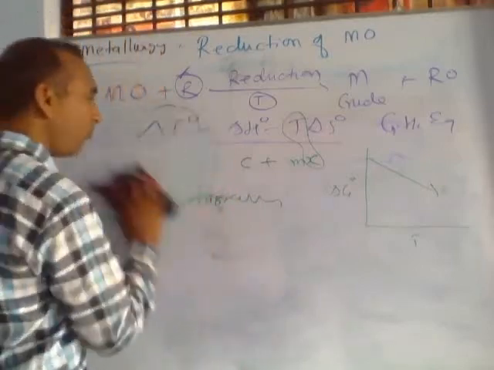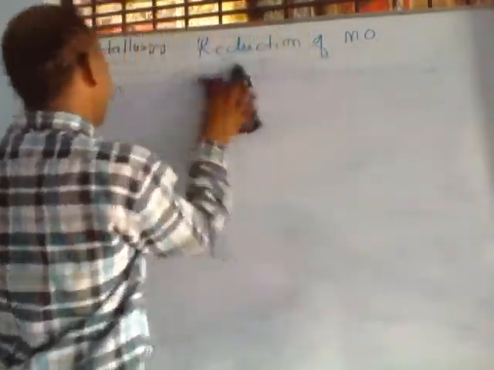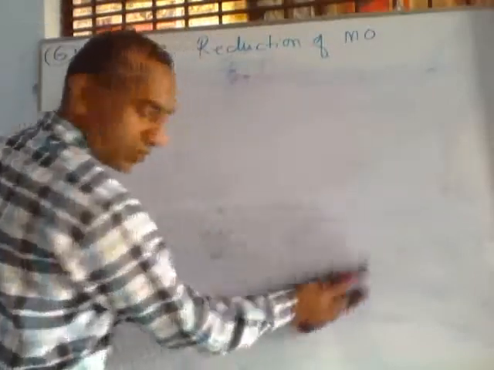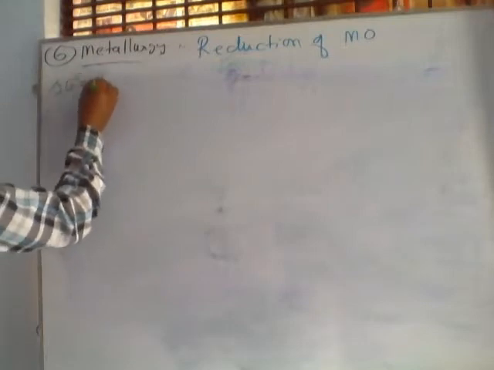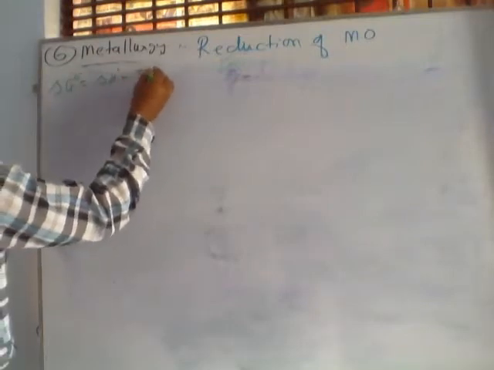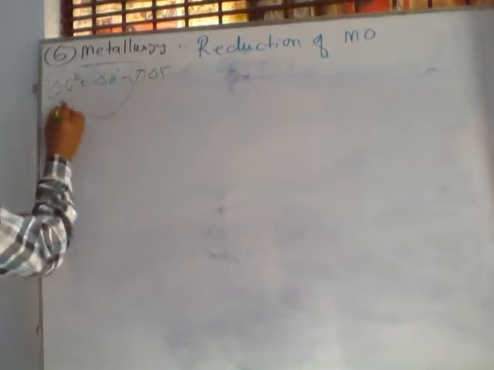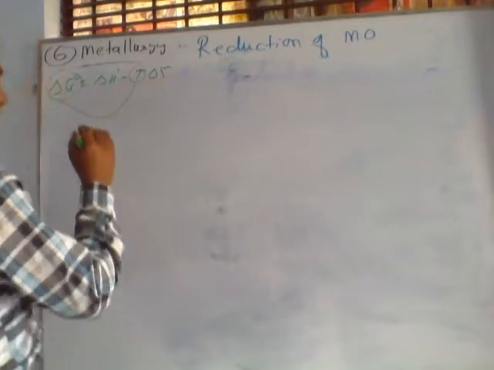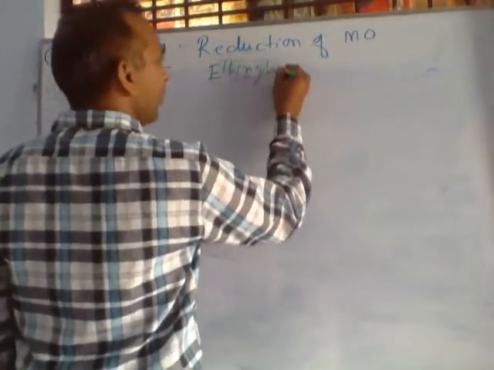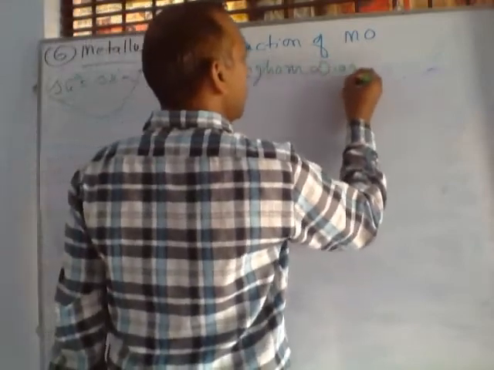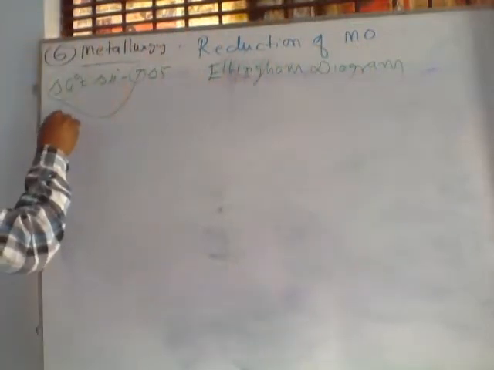And what is the role and what is the significance of the Ellingham diagram? As we know, the formula is del G naught equals del H minus T del S. Here we are plotting a graph between del G and T, temperature, and we are discussing the Ellingham diagram, Ellingham graph.